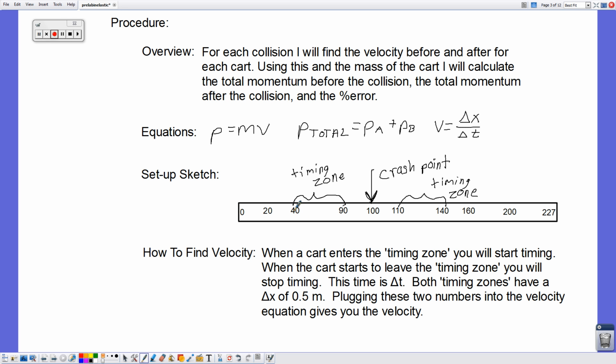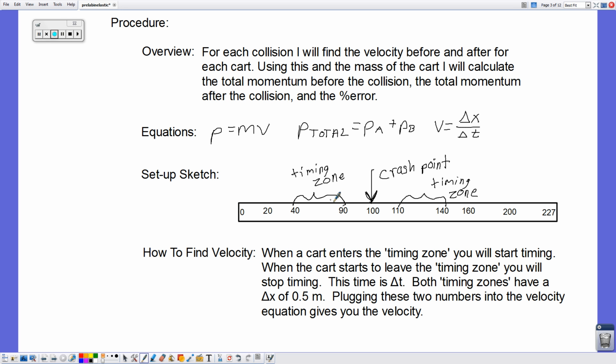Because if you notice, 40 to 90, that's 50 centimeters. That's 0.5 meters. 110 to 140 is also 0.5 meters, 50 centimeters. So that is how you're going to be getting your velocities. You are going to be measuring the time and calculating the average velocity. And it's going to be really, really close, so good enough.